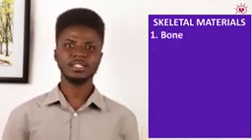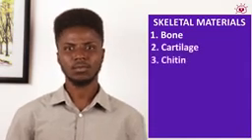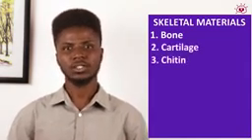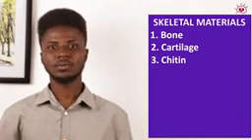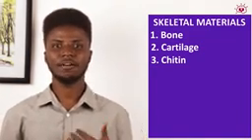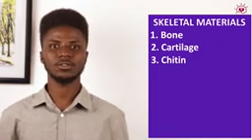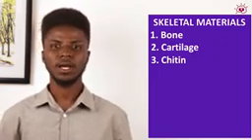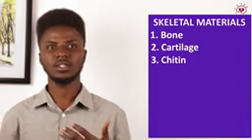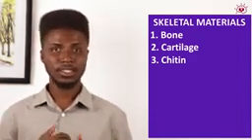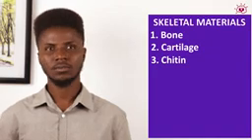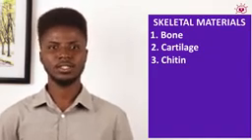Now we're talking about skeletal materials, the materials that make up the skeleton. There are three major materials that make up the skeleton in animals: the bone, the cartilage, and the chitin, or what is known as cuticle. The bone and the cartilage are found in higher animals, known as vertebrates, while chitin is found in lower animals, especially the insects and other lower animals as we go down the list.